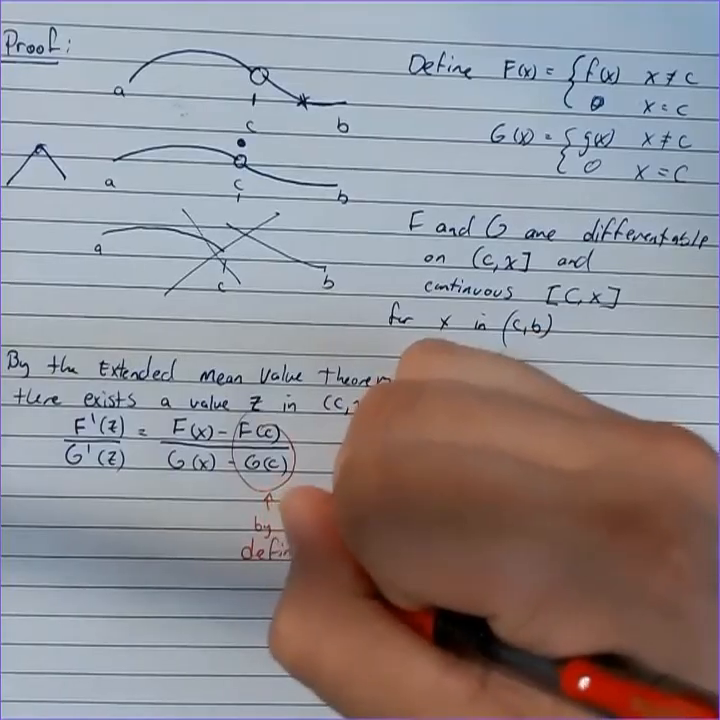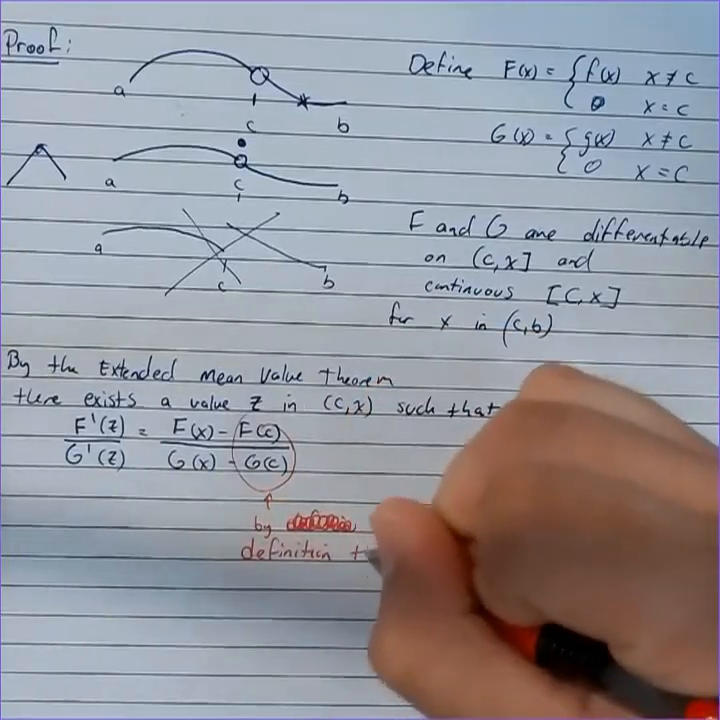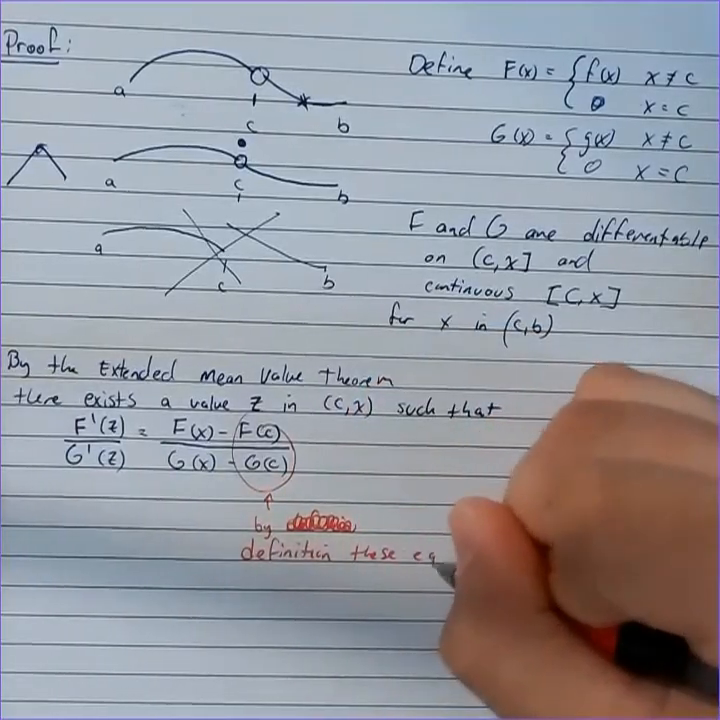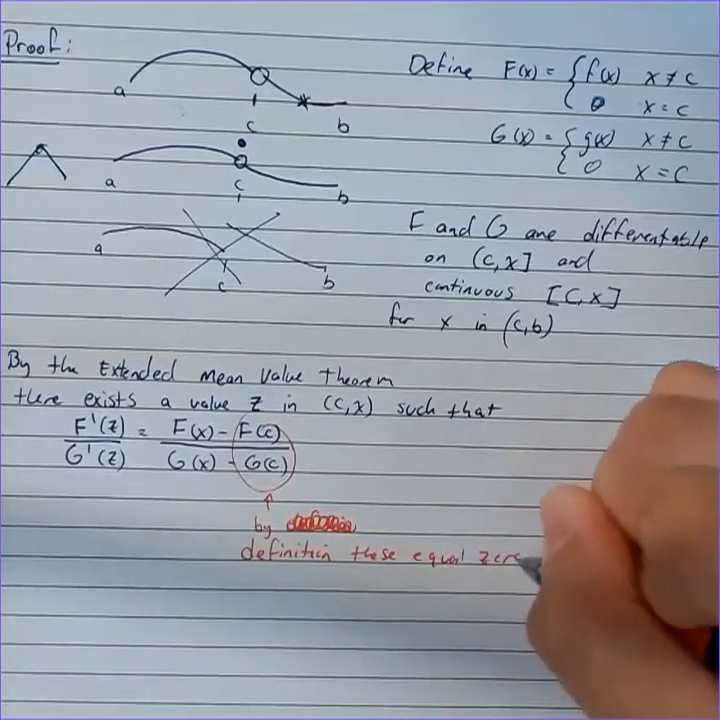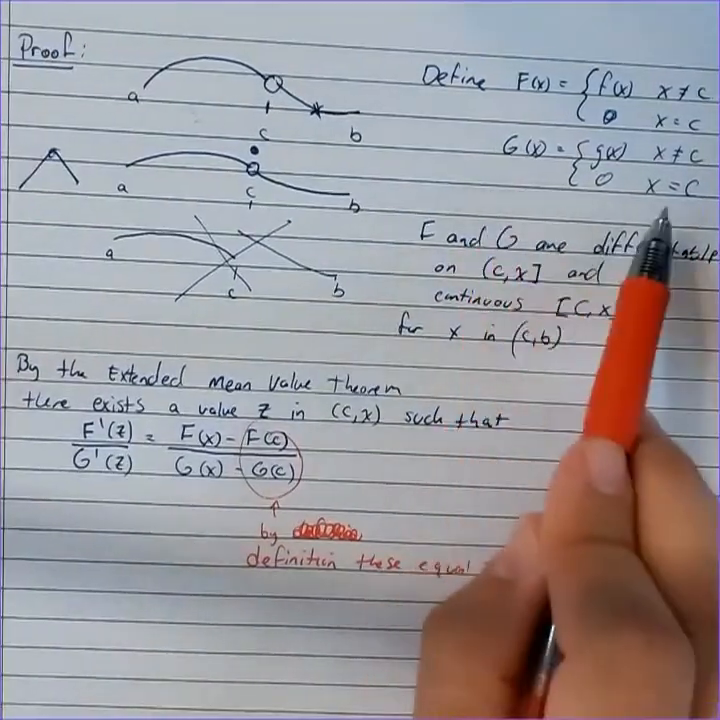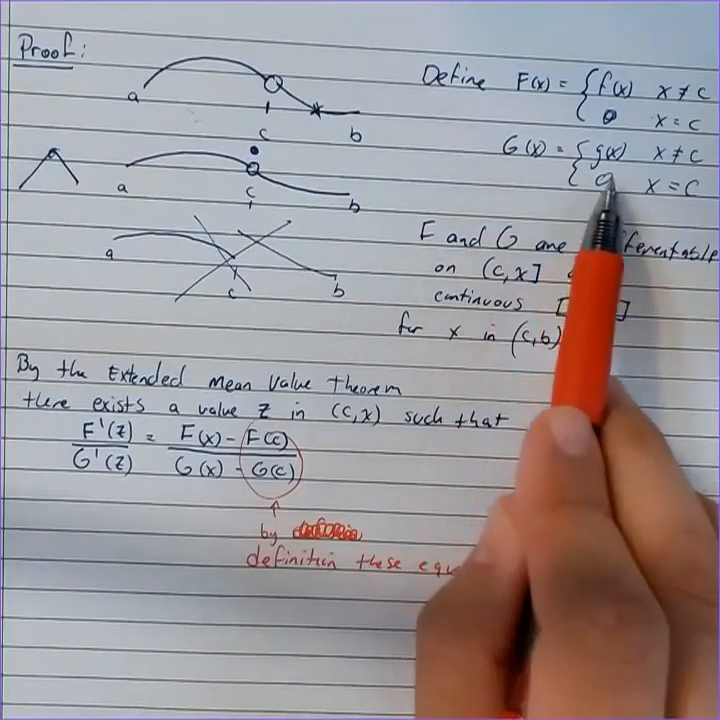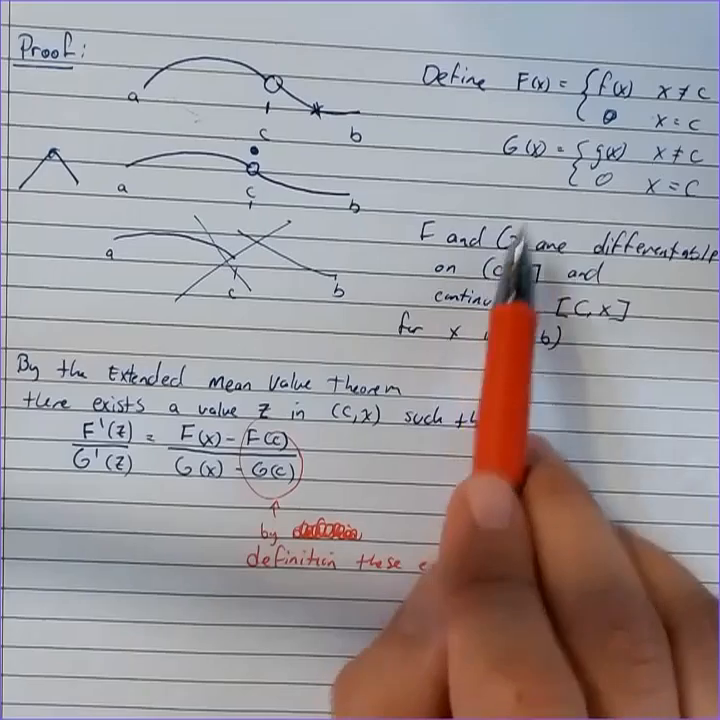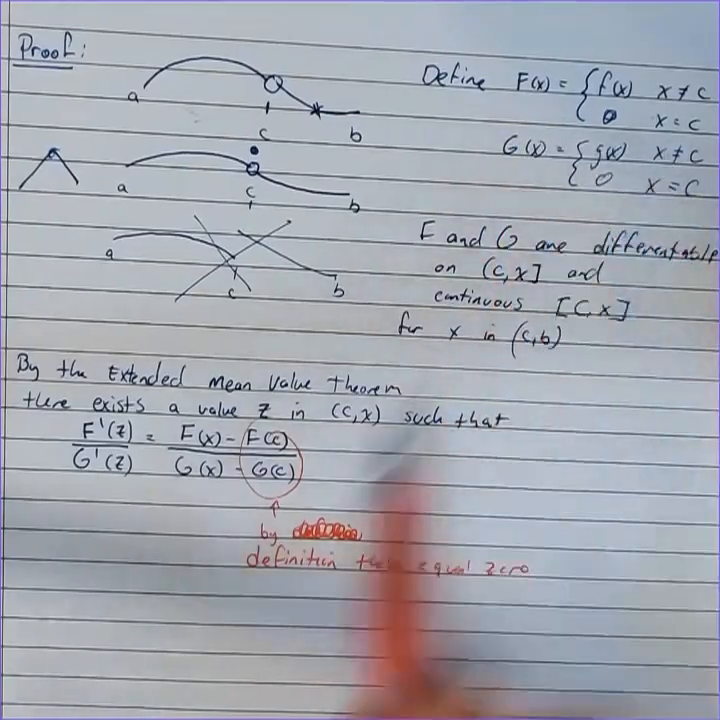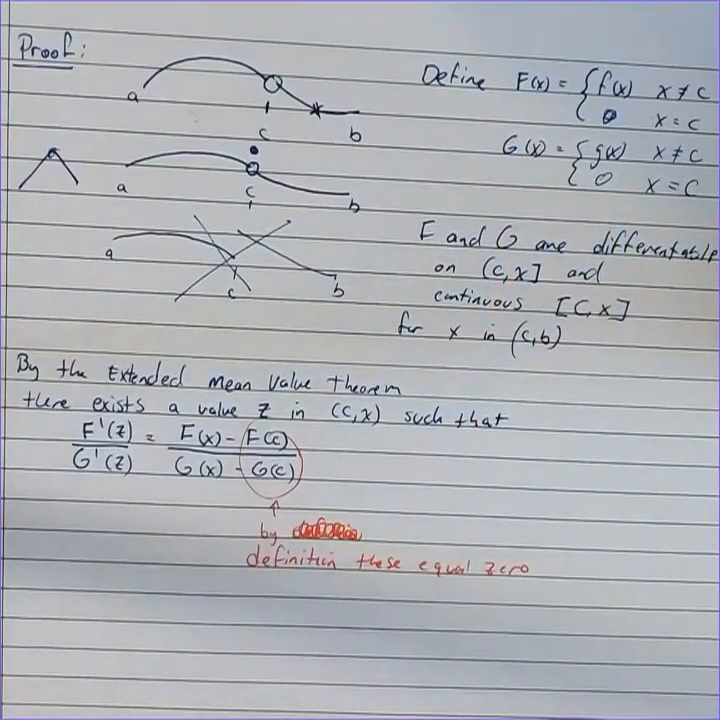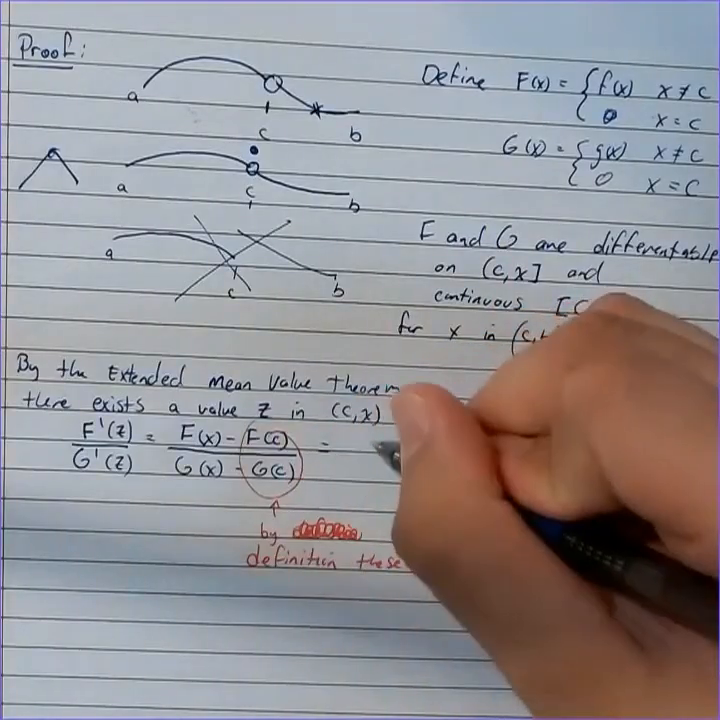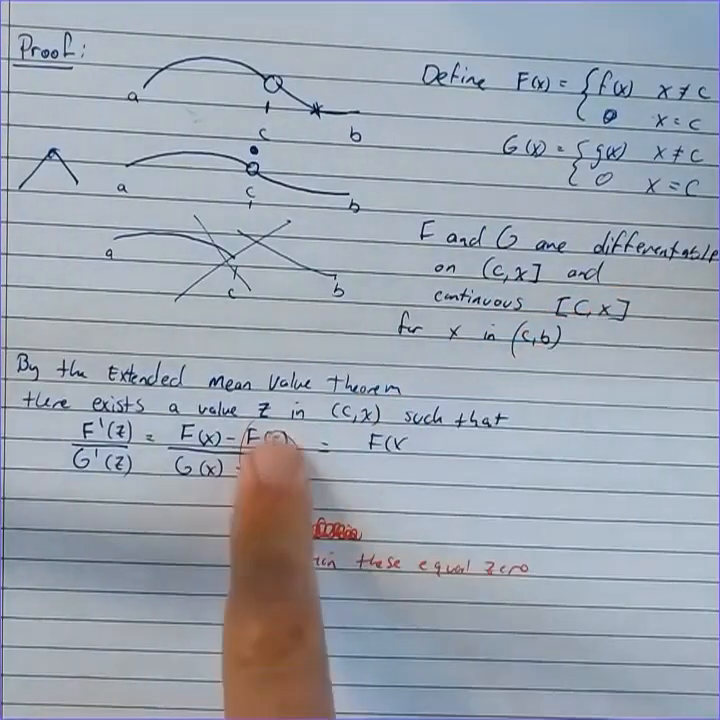By definition, these equal 0. Up here, whenever your x is equal to c, your G at x is 0. Or in other words, G at c is 0. Likewise, F at c is 0. So both of those are 0, which means I can just write that as F of x over G of x. I don't need those because they're both 0.